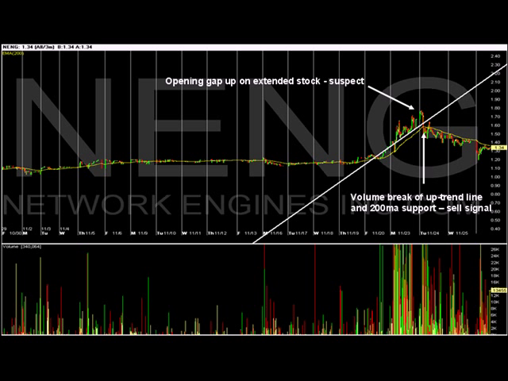As can be seen, NENG went on to violate a number of our key selling signals, and if one utilized these, one would still have profited from the trade. What lies ahead for Network Engines Incorporated is unknown. Only time and the price volume action at key pivot points will tell.